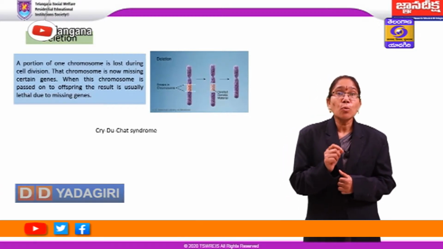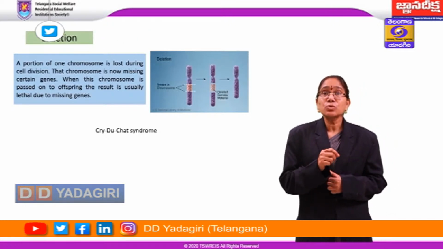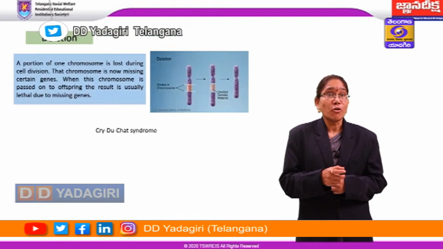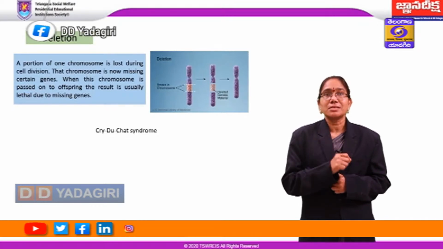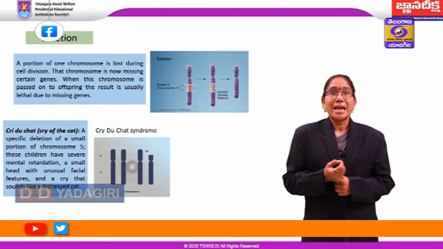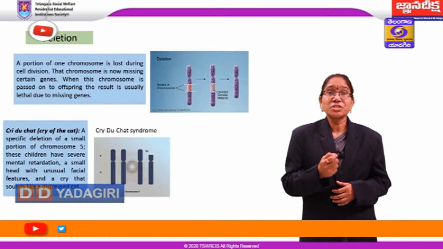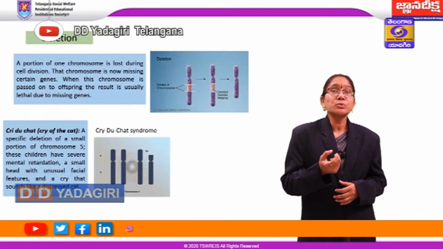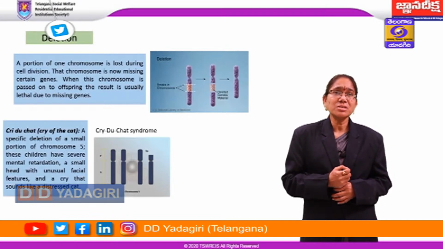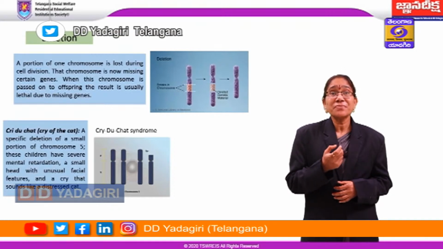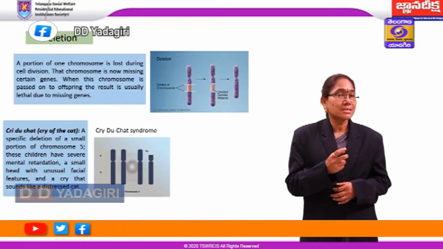Due to this, the chromosome is now missing certain genes. When this chromosome is passed on to offspring, the result is usually lethal due to the missing genes. Cri-du-chat: a specific deletion of a small portion of chromosome 5 results in a syndrome called cri-du-chat. These children have severe mental retardation, a small head with unusual facial features, and a cry that sounds like a distressed cat.